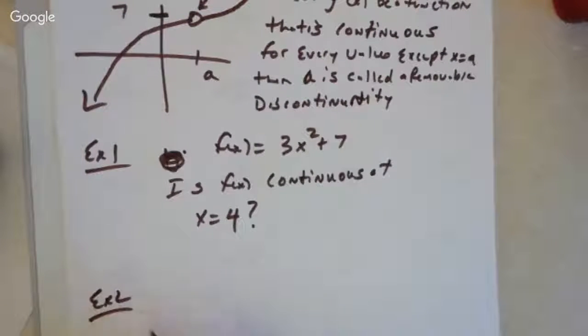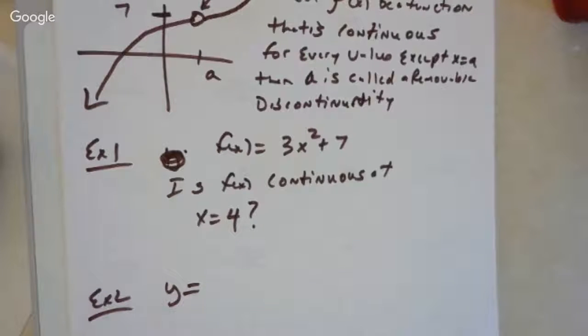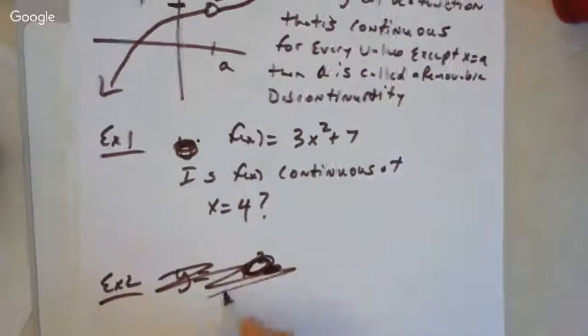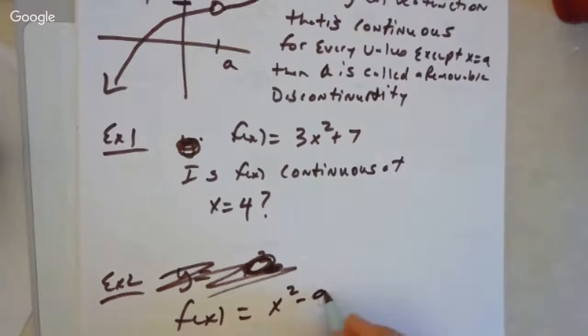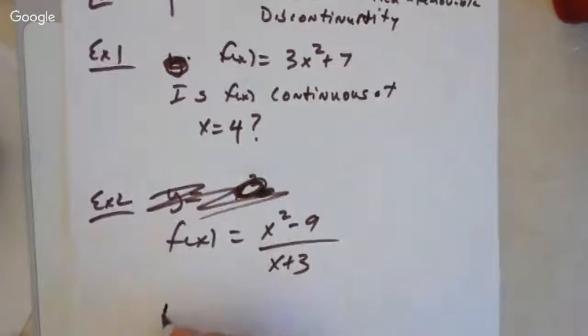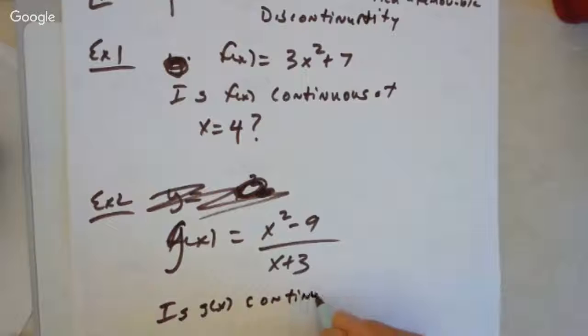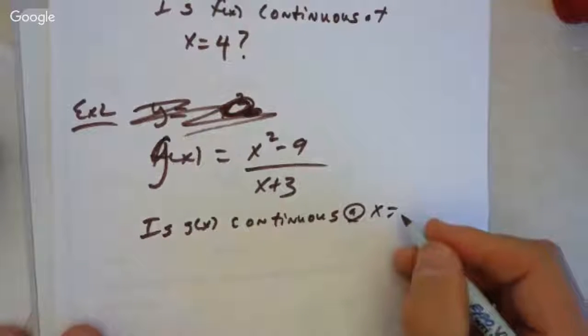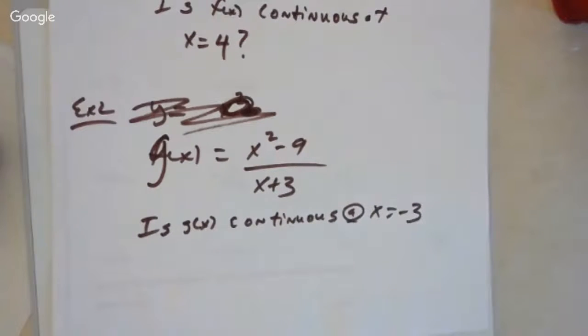Let's throw example 2 at you. Easy one or hard one? Hard one. Let's go for a hard one. Let's do g of x equals x squared minus 9 over x plus 3. I should call this g of x, by the way, because I already have an f in this problem. Is g of x continuous? What point am I going to ask about? x equals -3. Right on. Good job, guys. Is it continuous at x equals -3?